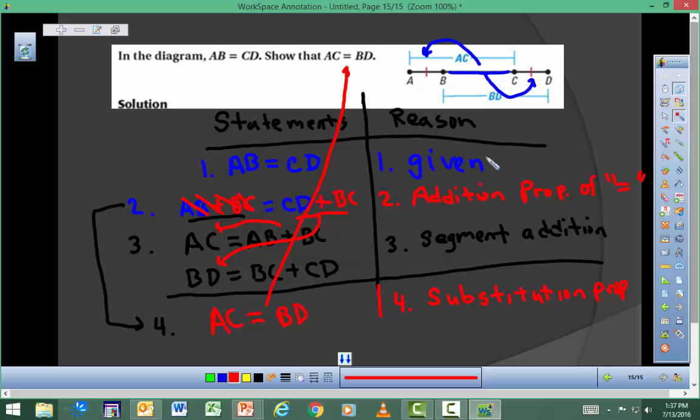We started off with the given, okay? We then noticed that they added the same segment twice. Right here, we added BC to AB, and then we added BC to CD. So that's where we had the addition property. Then we realized, hey, how can we say this here? These two segments actually equal AC, and these two segments actually equal BD. And so that's what we ended up with here and here.